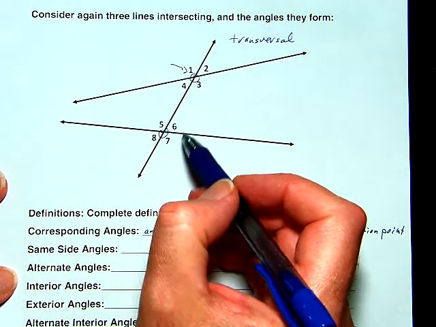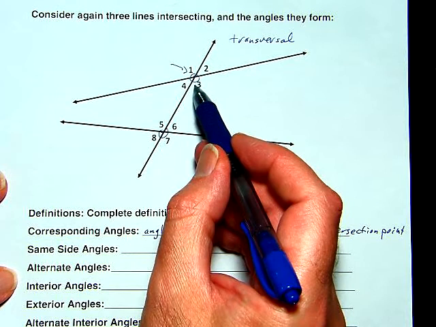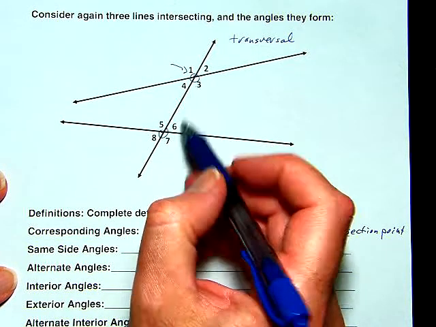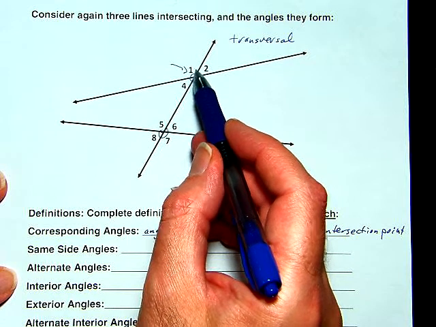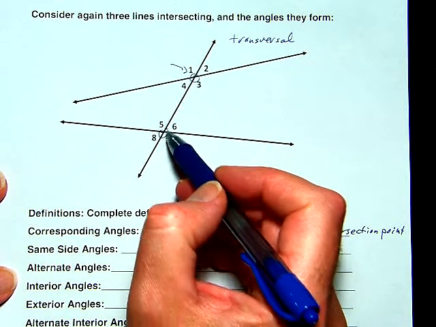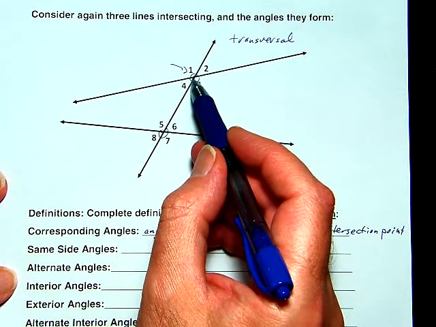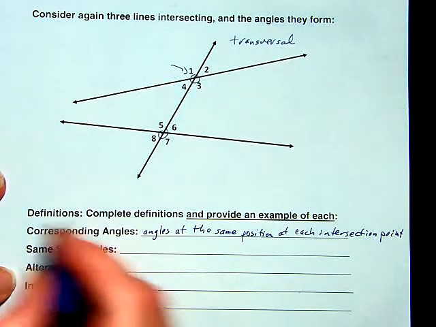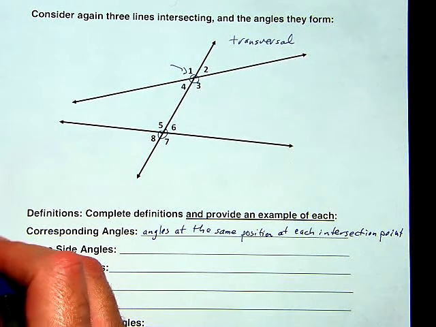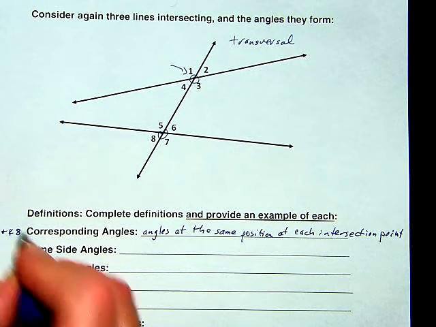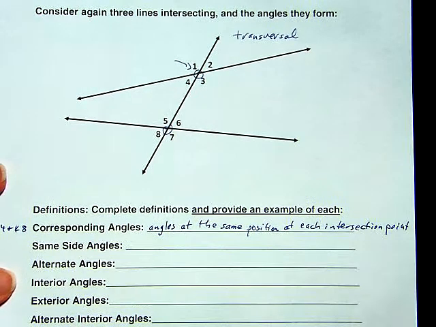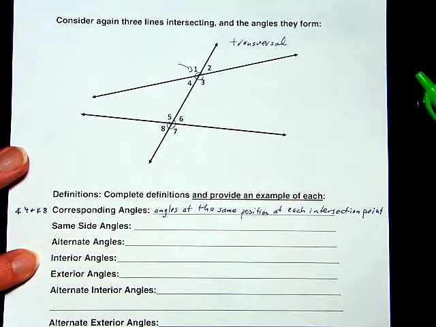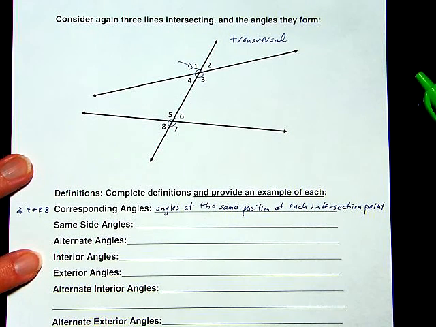3 and 7, which are in the lower right, in reference to each of these points, are corresponding angles as well. 1 and 5, which is sort of on the upper left-hand side of the points, are corresponding, as are 4 and 8. So one example of corresponding angles would be, for example, angle 4 and angle 8. Those are corresponding angles. And as we mentioned, there's 4 pairs of corresponding angles that we've already seen.